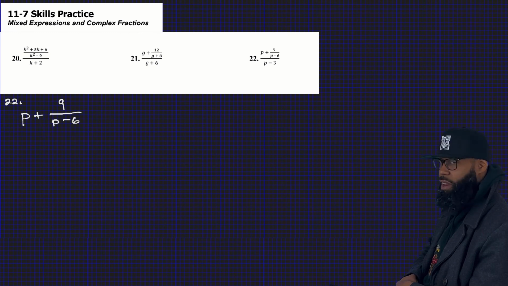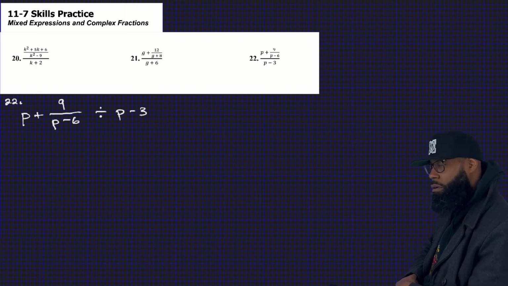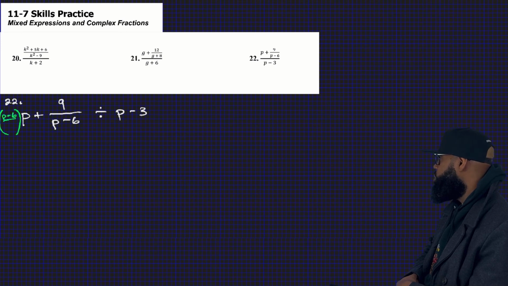Otherwise, you might not have put all of it, right? So get my division symbol, and then p minus 3. So again, guys, here's that mixed expression in the beginning. That p plus, well, I can't do anything with that until, right? Order of operations, but no biggie. Show them what we got.